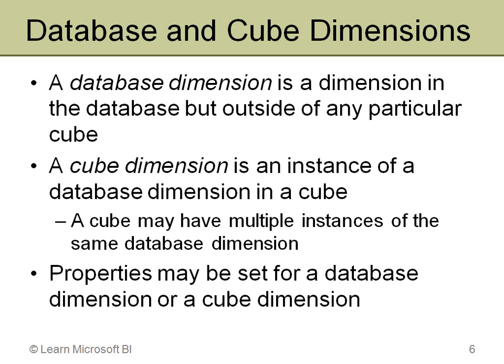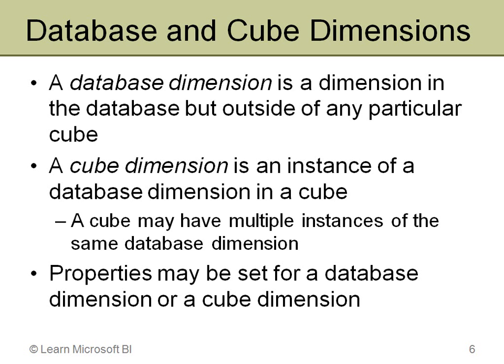A cube dimension is simply an instance of that database dimension in the cube, and if you look at the default AdventureWorks cube, and I'll show this to you in just a moment, the time dimension, there's a single time dimension in the database. So a single database dimension called time, or dim time. But then the cube has three instances of it, one for due date, one for order date, and one for ship date. So they have different names in the cube, but it's still the same database dimension.